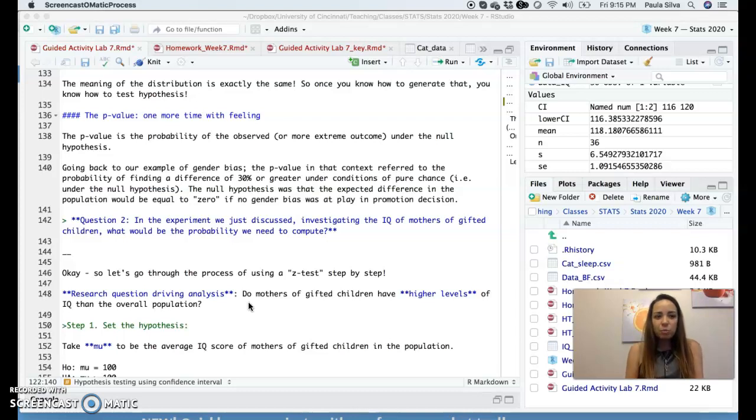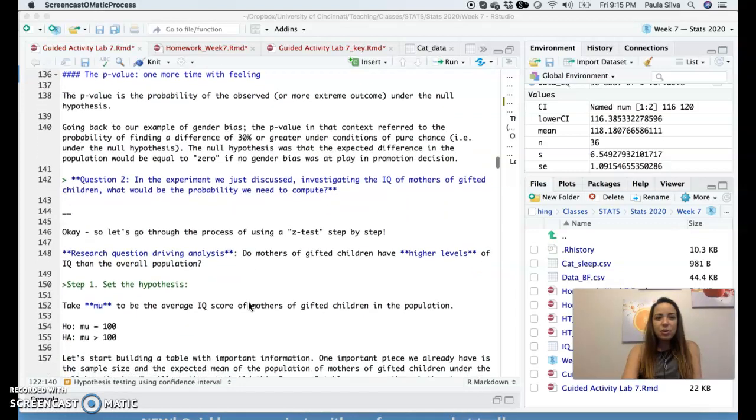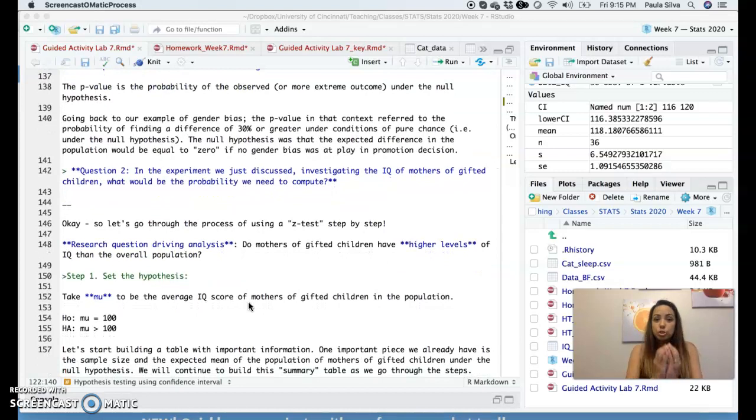The p-value, one more time with feeling. The p-value is the probability of the observed or more extreme outcome under the null hypothesis. Going back to our example of gender bias, the p-value in that context refers to the probability of finding a difference of 30% or greater under conditions of pure chance, that is, under the null hypothesis. The null hypothesis was that the expected difference in the population would be equal to 0 in that case, if no gender bias was at play in promotion decisions.